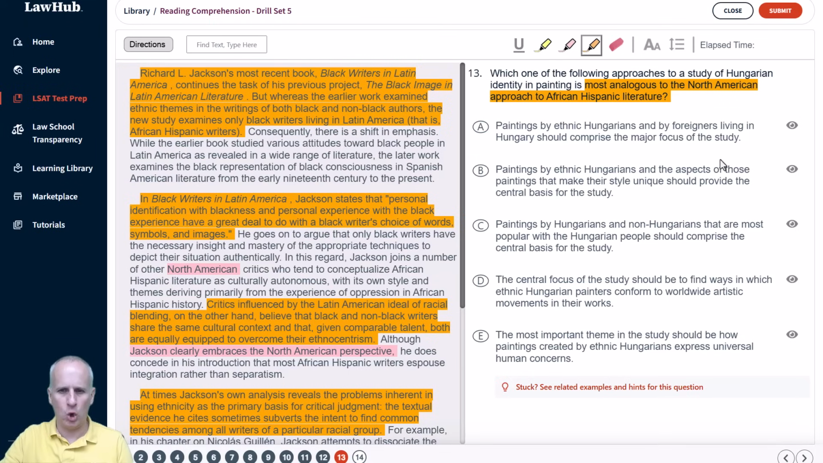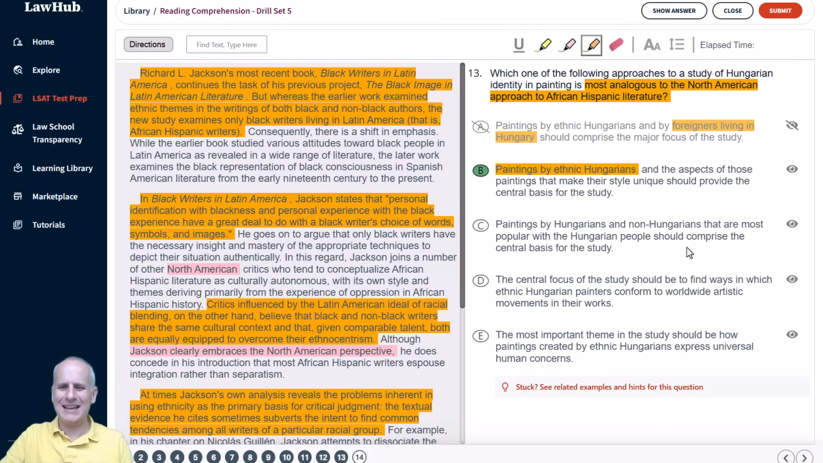So choice A, paintings by ethnic Hungarians and by foreigners living in Hungary should comprise the major focus. Well, no, we don't want the foreigners. We just want ethnic Hungarians. We should be able to eliminate A almost immediately. Then choice B, paintings by ethnic Hungarians and the aspects of those paintings that make their style unique should provide the central basis for the study. Well, that seems to match. We'll proactively select B since it's such a good match to the prediction that we had.